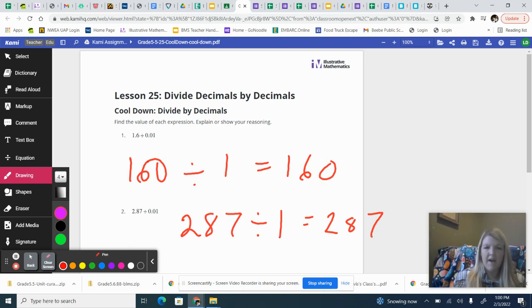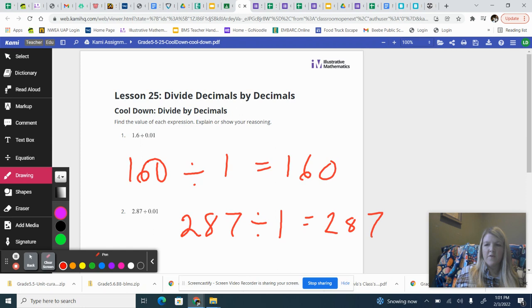And, if you think about how many hundredths are in 2 87 hundredths, we have 200 hundredths would make up 2, and then 80 hundredths would make the 8 tenths, and then the extra 7 hundredths would be added to that. And so that's how we get the 287.